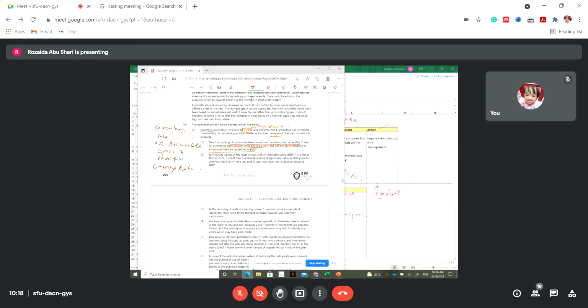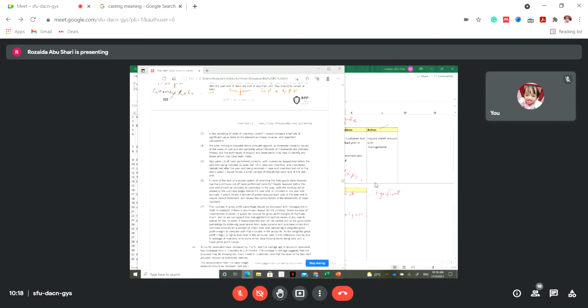Second, is inventory valued at the lower of cost and NRV? Is that following the standard? So that is the second question. In order to test for NRV, I would match a sample of lines of significant value to selling price after year end. If items are sold at less than cost, they should be valued at NRV. So when you do the test of NRV, you need to compare cost and NRV, to answer the question on overvaluation.